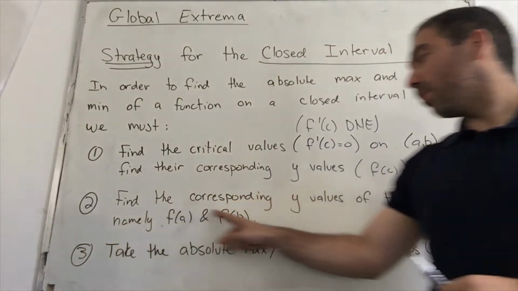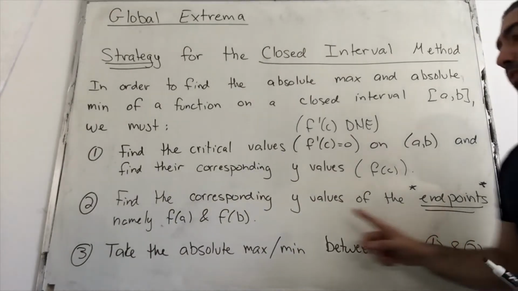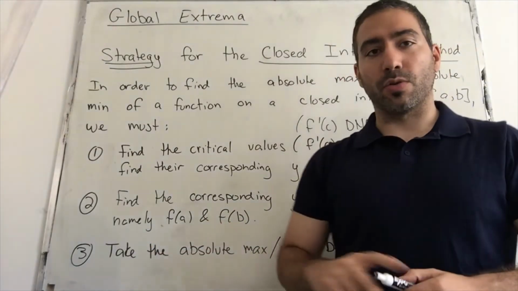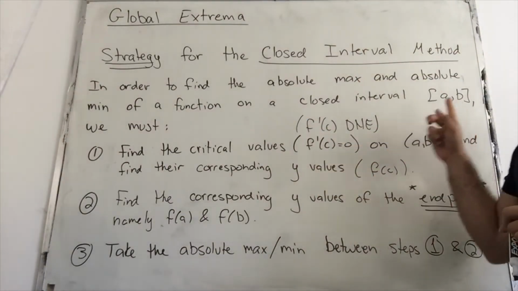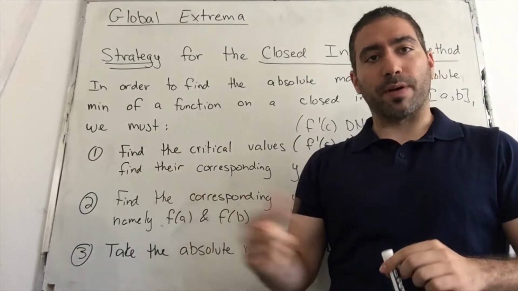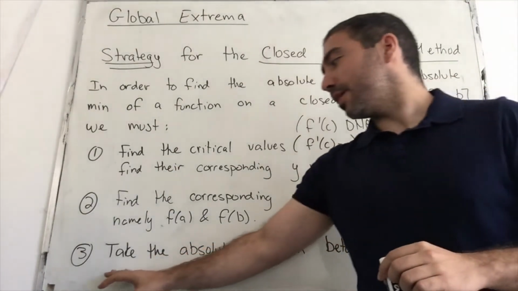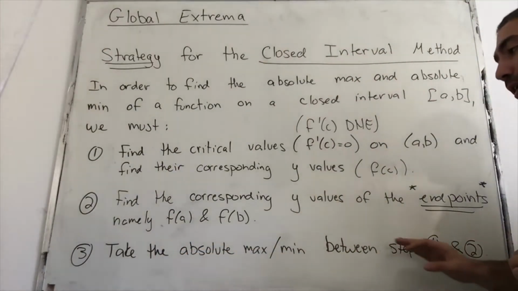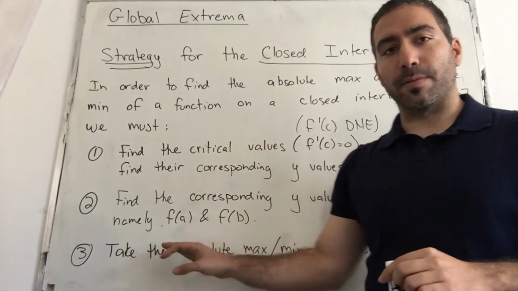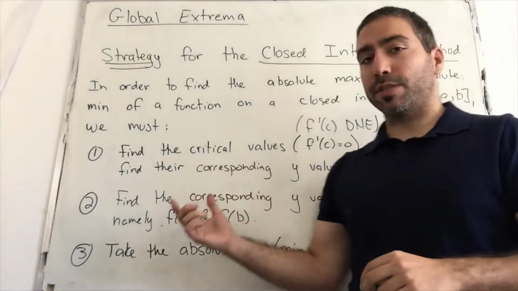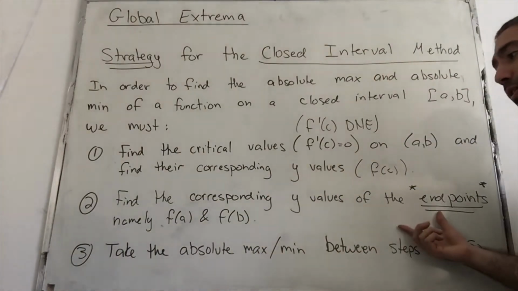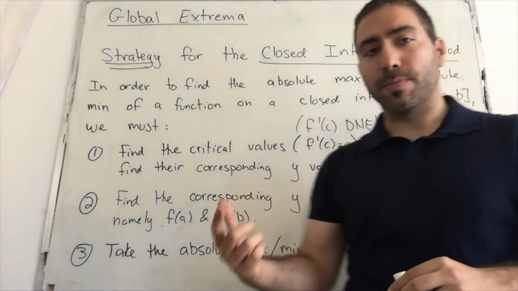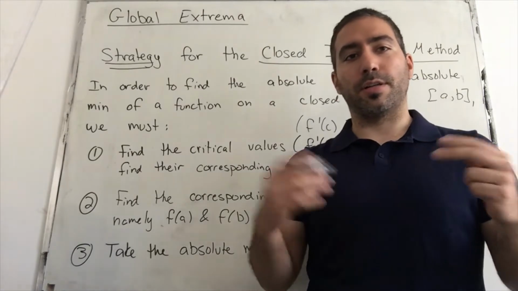Step 2, find the corresponding y values for the endpoints, namely f of a and f of b. So once you have your endpoints, the closed interval that's given, a and b, find their corresponding y values. And then step 3 is to take the absolute maximum in between the first and the second step. So if the largest value ends up being on an endpoint, you have to consider that. Step 2 is very important, where you have to consider the endpoints, because the absolute max and the absolute min can occur on the endpoints.